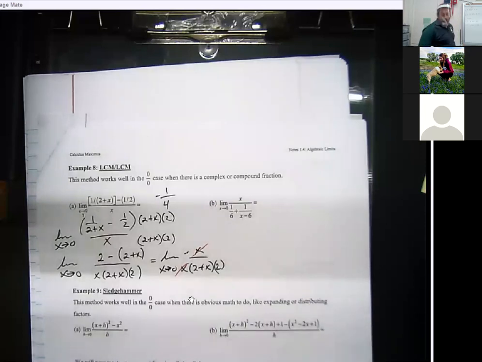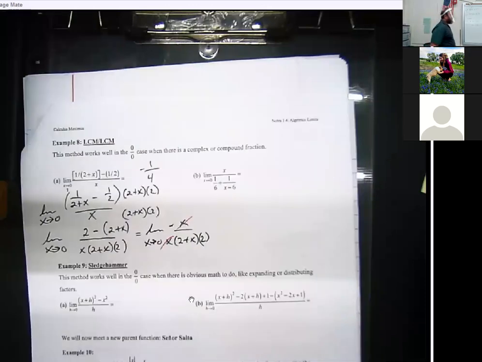My goal is to get through one more piece of this, so 9 and 10, and then that's where we're going to be able to end today.